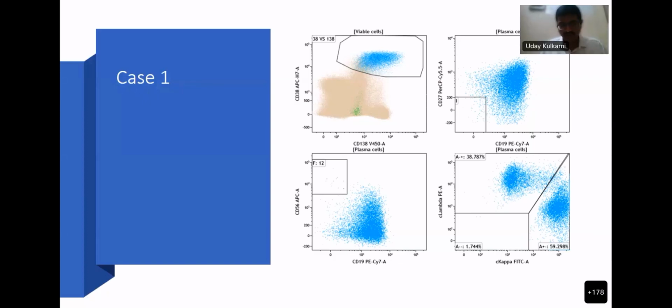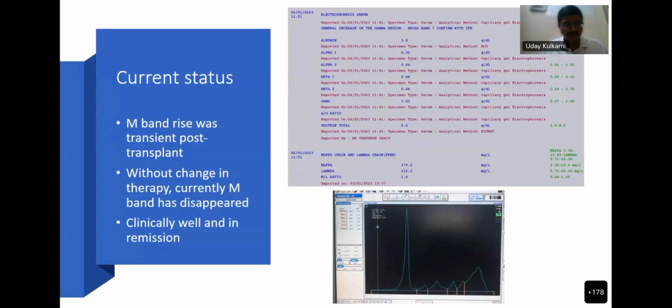Thank you so much for that. So essentially, the MRD was negative on this. We were happy with this result and we kept him under follow-up. So the M-band rise was transient post-transplant. This was his recent electrophoresis pattern, and the 0.54 increased to 0.8. Then after that, without change of therapy, the M-band went off. So without any change in therapy, the M-band disappeared and he is clinically well and in remission.